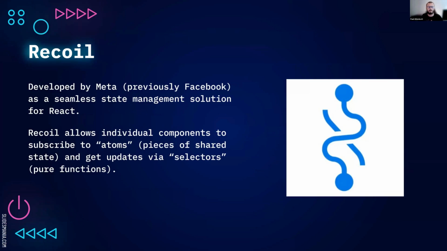So Recoil was developed by Meta, also previously known as Facebook, to be a more seamless, easier to use state management solution for React. It follows the philosophy of having individual components subscribe to smaller pieces of state called atoms, which will then get updated using selectors that are pure functions similar to reducers in Redux.